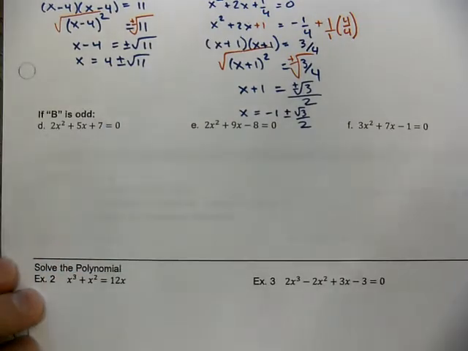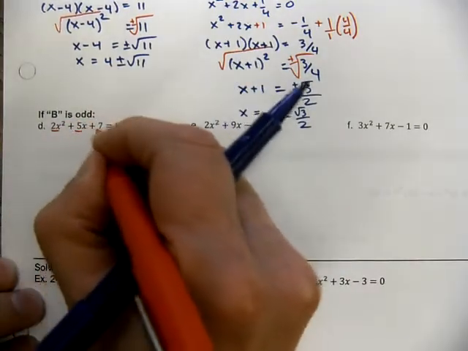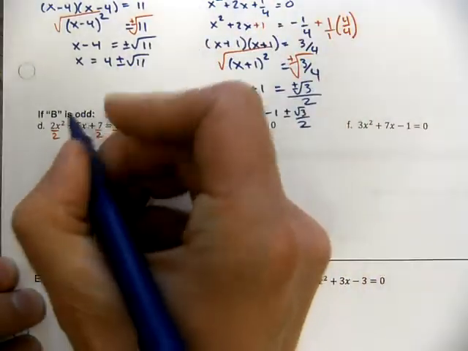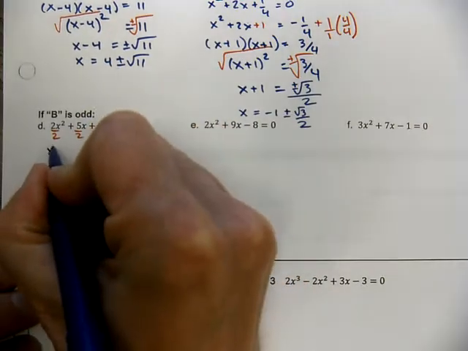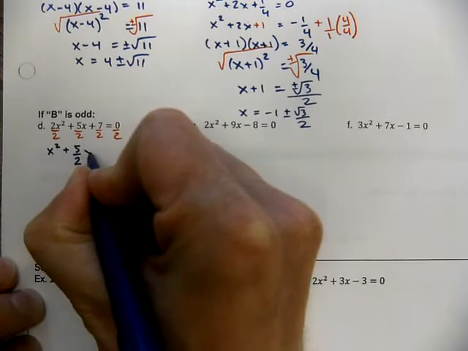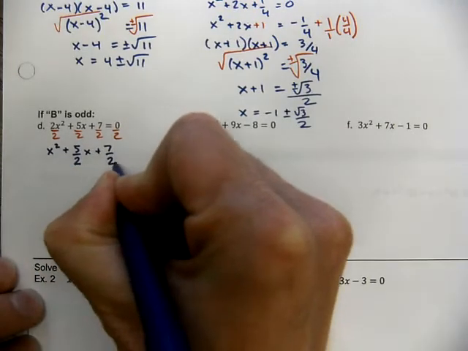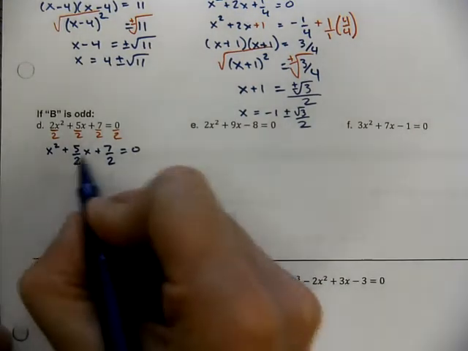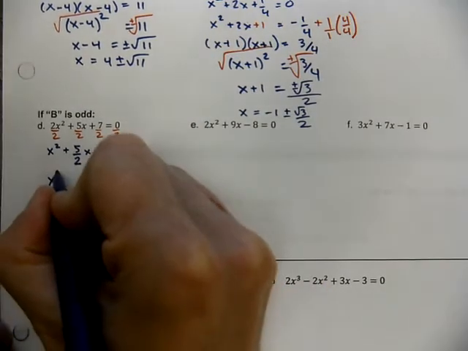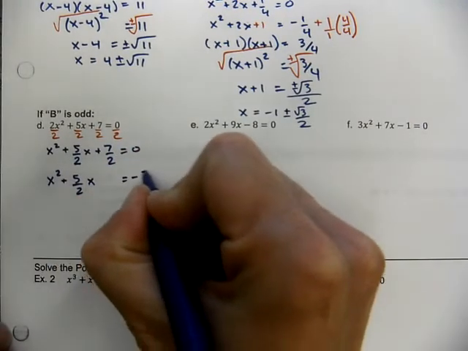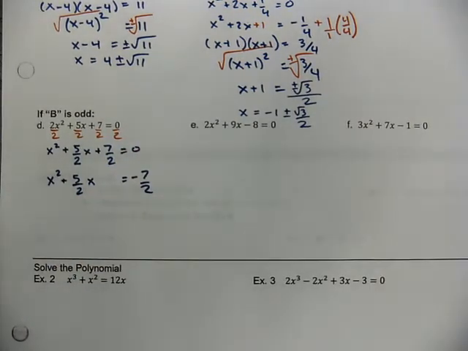Step number 1, let's divide every term by 2. All right, so we end up with x squared plus 5 halves x plus 7 halves equals 0. Okay, well, that doesn't look very nice to have those fractions in there, but we can do this. Our next step is to move the constant term over to the right-hand side. Remember to change the sign when you move that to the right-hand side.